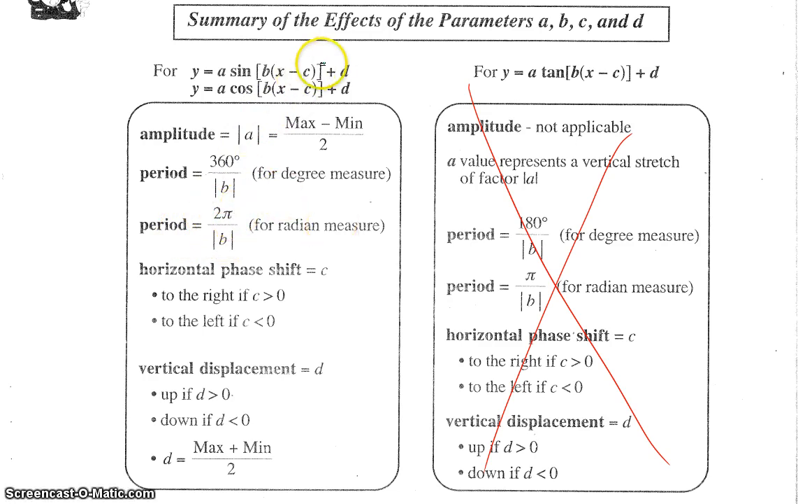How do we tell if it's in radians or degrees? Degrees, there'll be a little degree symbol on that bracket right there. For radians, they just won't say anything at all, so you assume it's in radians. Okay, horizontal phase shift, left, right, vertical displacement, up or down, and from the graph, max plus the min divided by 2. All right, let's look at the next page.